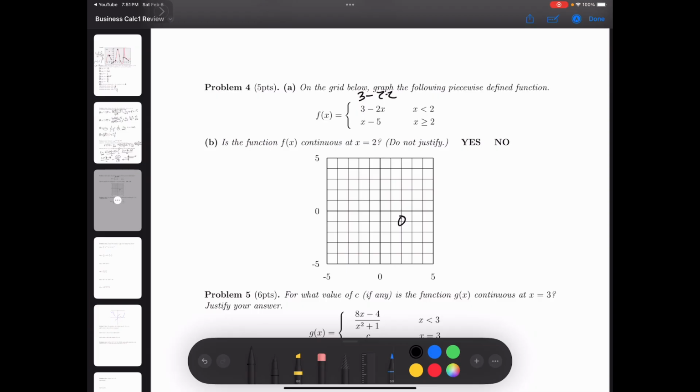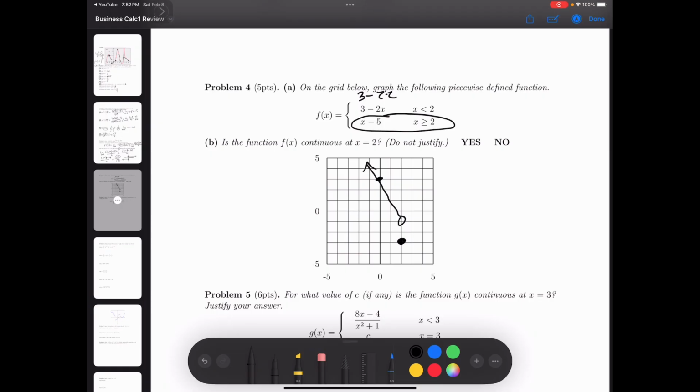This is clearly going to be a line, so let's just plug in x equals 0, and we get 3, and so we get the line going this way. When we're greater than or equal to 2, let's plug in 2 again to this function. 2 minus 5 is -3, so at 2, we're at -3, with a closed circle.